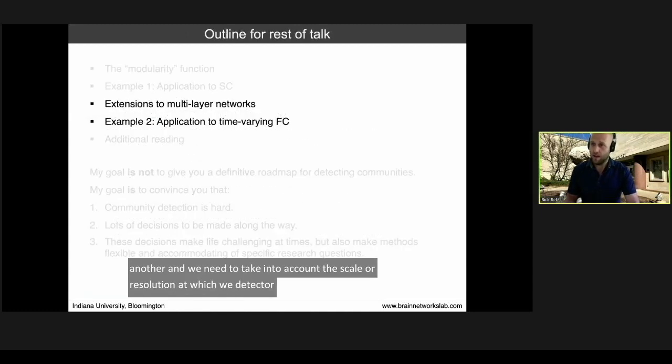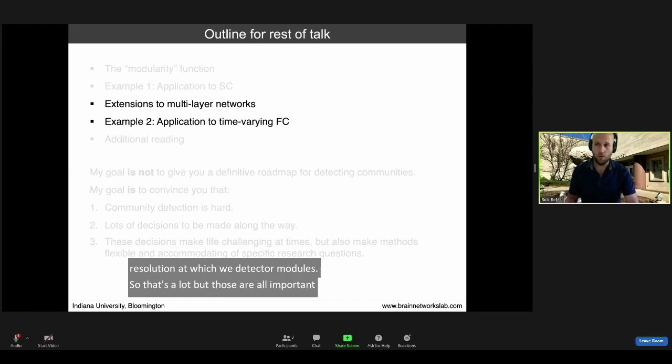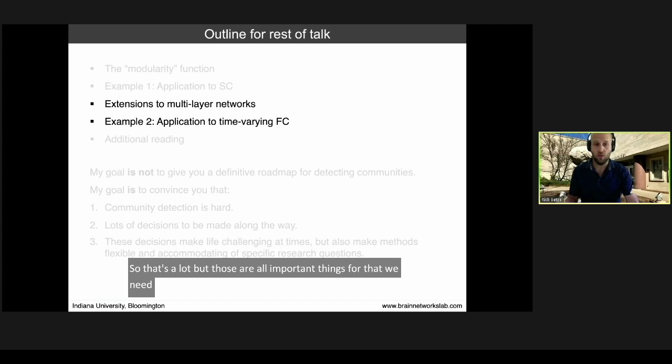So that's a lot, but those are all important things that we need to consider when we actually perform community detection using modularity maximization or even InfoMap or other related methods. So that's the first part of the talk.